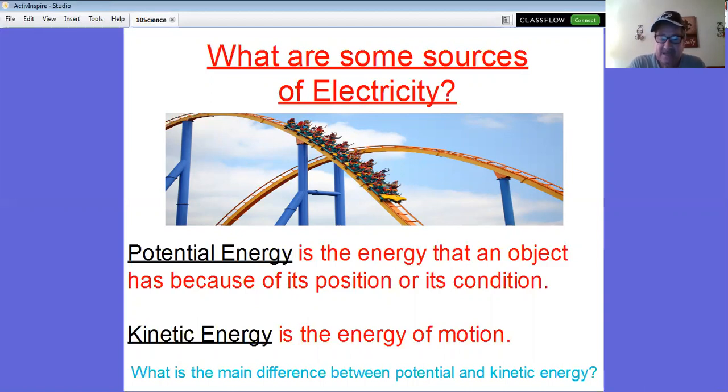So what is the main difference between potential and kinetic energy? Think about it, boys and girls. It's a one-word answer. What is the main difference between potential and kinetic energy? Hopefully you all said motion.